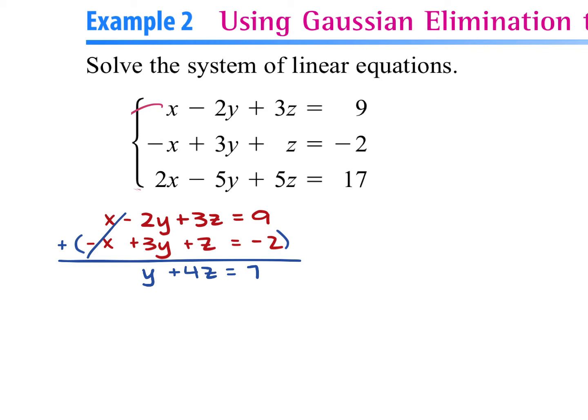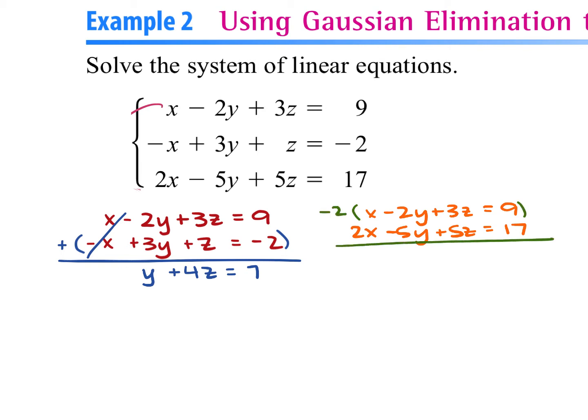So if we choose the first equation, which is the x minus 2y plus 3z is equal to 9, and 2x minus 5y plus 5z is equal to 17, we can eliminate those x's if we multiply the top equation by negative 2. So this is going to give us negative 2x plus 4y minus 6z is equal to negative 18, as well as 2x minus 5y plus 5z is equal to 17.